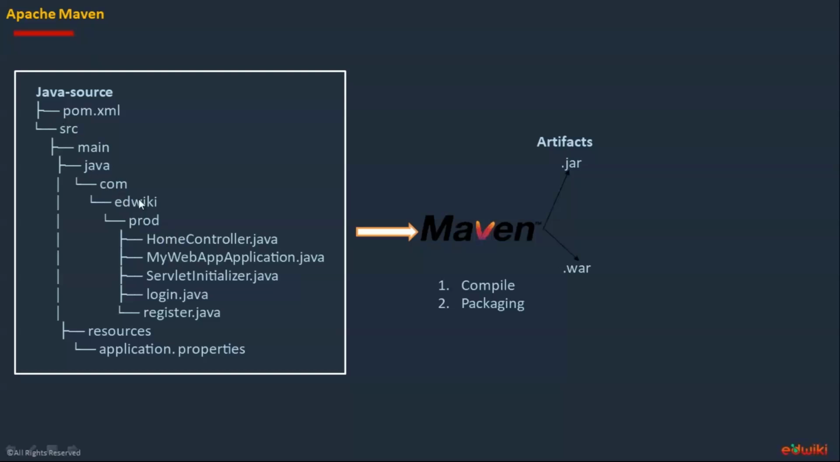If you see this flow, I have a top level folder. Inside that, I have the src folder. Inside that, the main folder. Inside that, the java folder. Inside that, right, there are a few other folder structures. That is a mandatory folder structure that must be followed to maintain the code base. Then only Maven can take this code, go through the build process and create an artifact file for you.